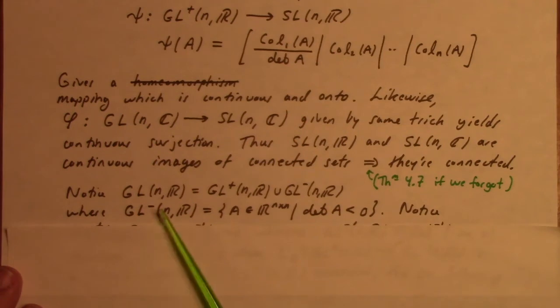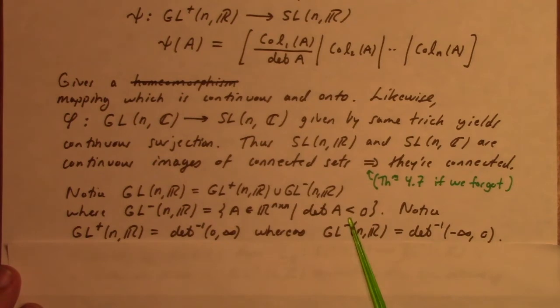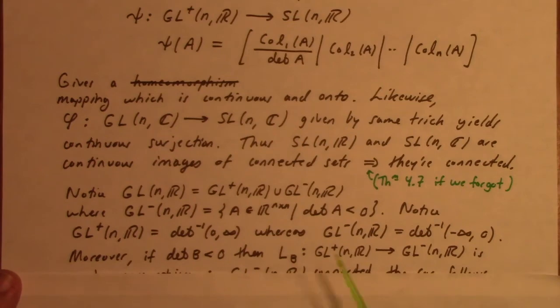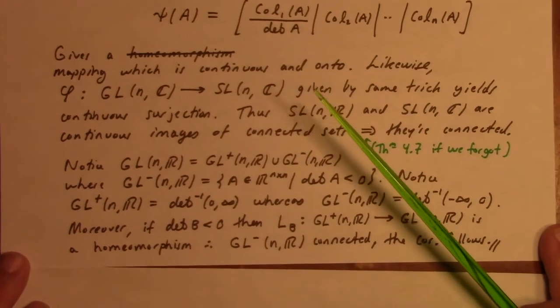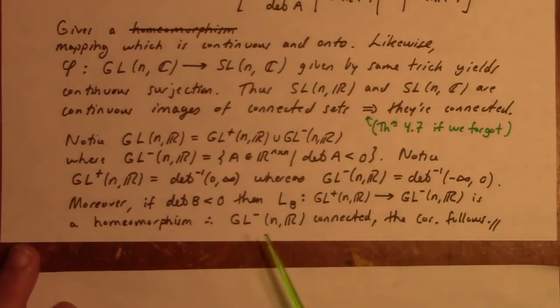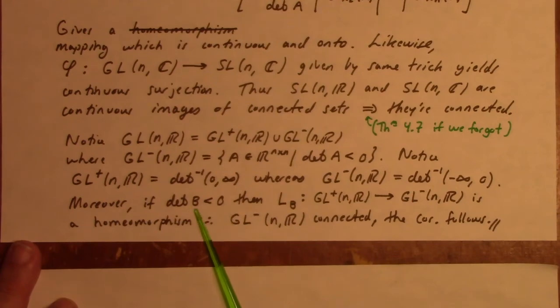And to see GLN is GLN plus union GLN minus, where GLN minus is the negative determinant, you can just notice that GLN plus is the inverse image of 0 to infinity under the determinant, whereas GLN minus is the inverse image of minus infinity to 0, and those are therefore both open. You can also see that if you have a negative determinant matrix B, and there are many, then left multiplication by B will take you from GLN plus to GLN minus, and since that's a homeomorphism, the fact that GLN plus was connected implies that GLN minus is connected, and so the corollary follows.